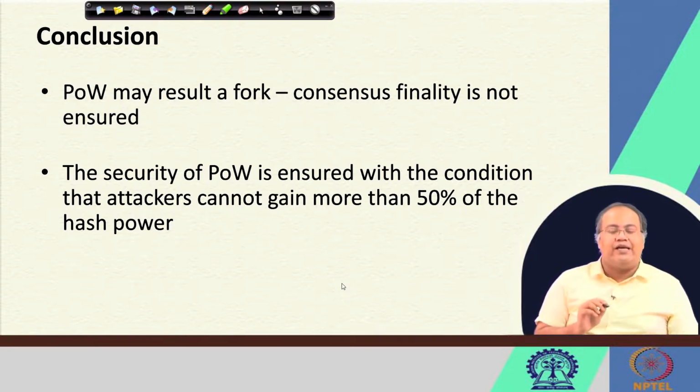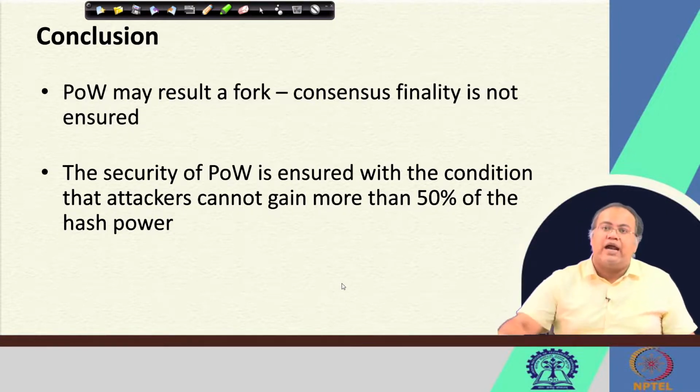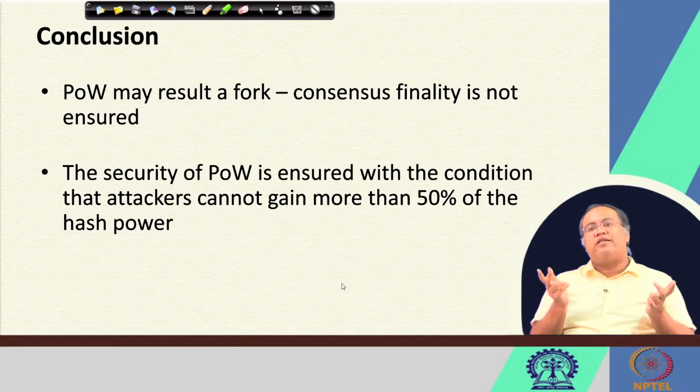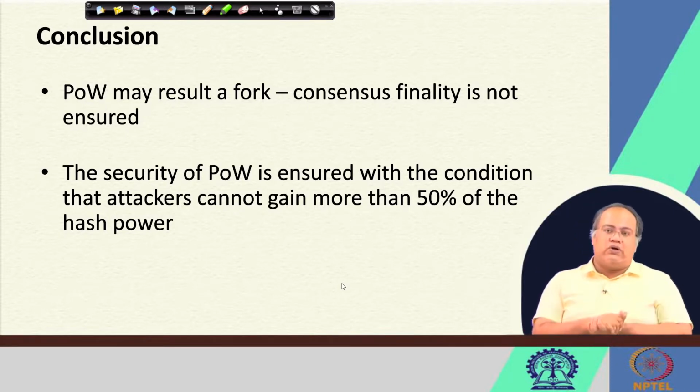Well, so that is the kind of limitation of a proof of work blockchain that you should always keep in your mind while designing any application with the help of a proof of work blockchain. So, you need to ensure that your network is sufficiently large, so that the attacker does not get control of more than 50% of the hash power of your network.